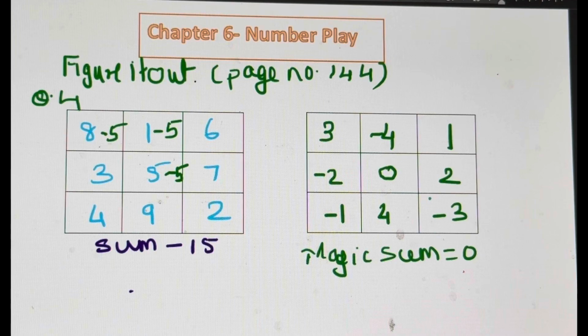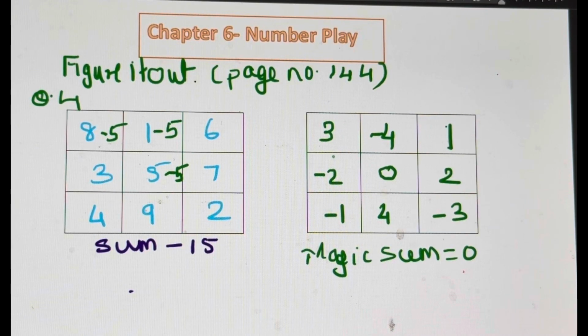Now let us check the magic sum, whether it is 0 or not. So we add, wherever negatives are there, first add the positive numbers. So 3 plus 1 is 4. 4 minus 4 is 0. Right? Now go to the next. 2 minus 2 is 0. Then here 4 is the positive, minus 1 minus 3 is minus 4, and 4 minus 4 is 0. So row wise it is okay.